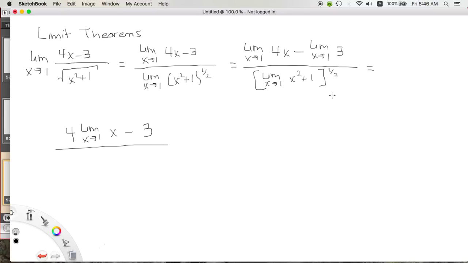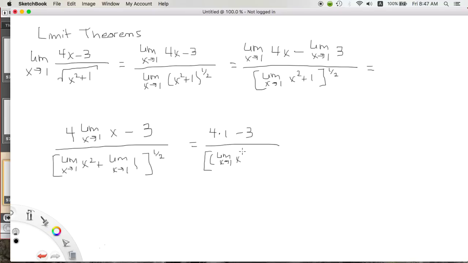over, and then here we've got the limit of sum and difference, so we have the limit as x goes to 1 of x squared plus the limit as x goes to 1 of 1, and that's still all to the 1/2. We know that by the identity theorem here, the limit as x goes to 1 of x is just 1, so we have 4 times 1, then minus 3 on the top. And then here we've got another power, so we've got the limit as x goes to 1 of x, and that's going to be squared. And here we've got the limit of a constant, plus 1.